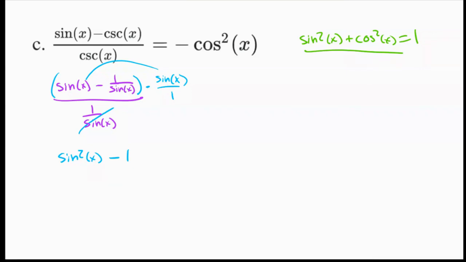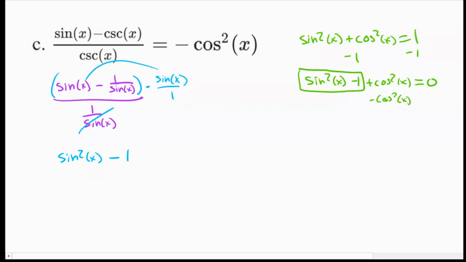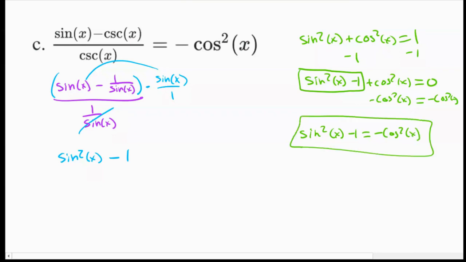So over here in green, because I want sine squared minus 1, I'm going to subtract 1 from both sides. So I have sine squared minus 1 plus cosine squared x now equal to 0. I want this by itself, so I'm going to also subtract cosine squared, and I get sine squared of x minus 1 equals negative cosine squared x. So this right here tells me that I can replace sine squared minus 1 with negative cosine squared x. And that's good because that is what I wanted to match in the first place.